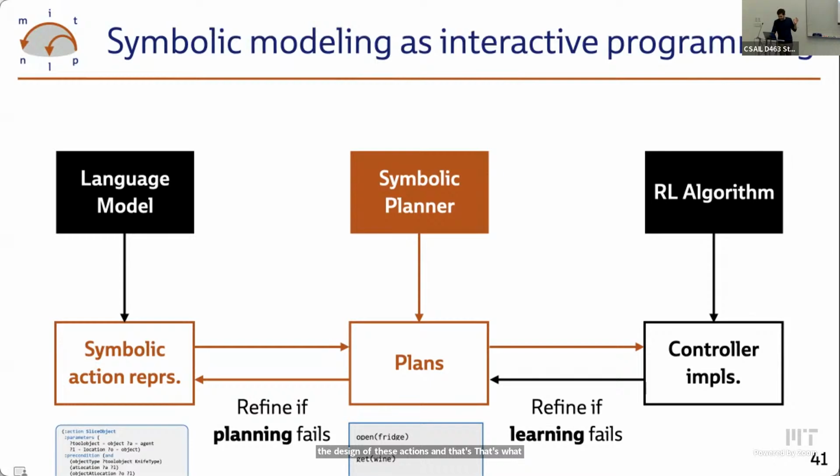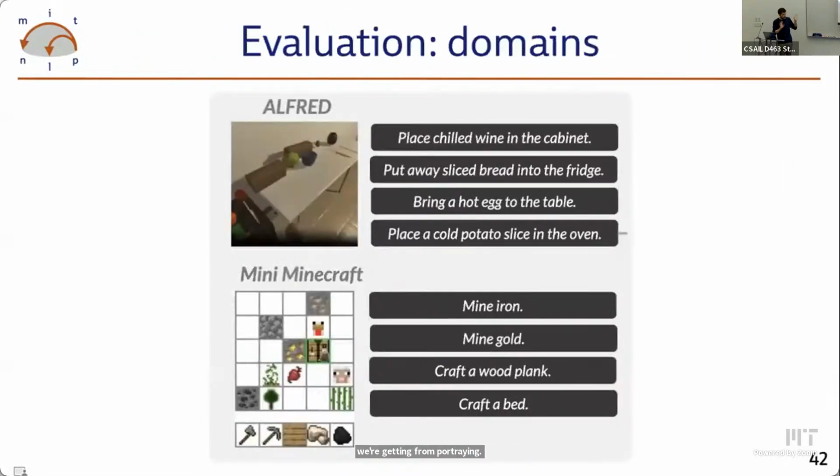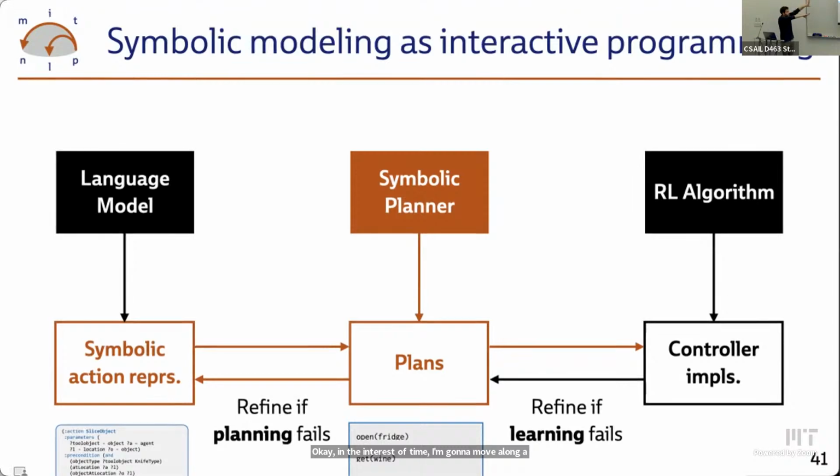Okay, in the interest of time, I'm going to move along a little bit, but we can do more questions at the end. I will say, for this first thing we're talking about here, this is basically the loop, right? We have our action representations, we generate some plans, and we refine them if planning fails. Once we can generate all of our plans, we try to do learning. If learning fails, we back all the way up to the actions that were involved in failed plans, and we resample those actions and try again.